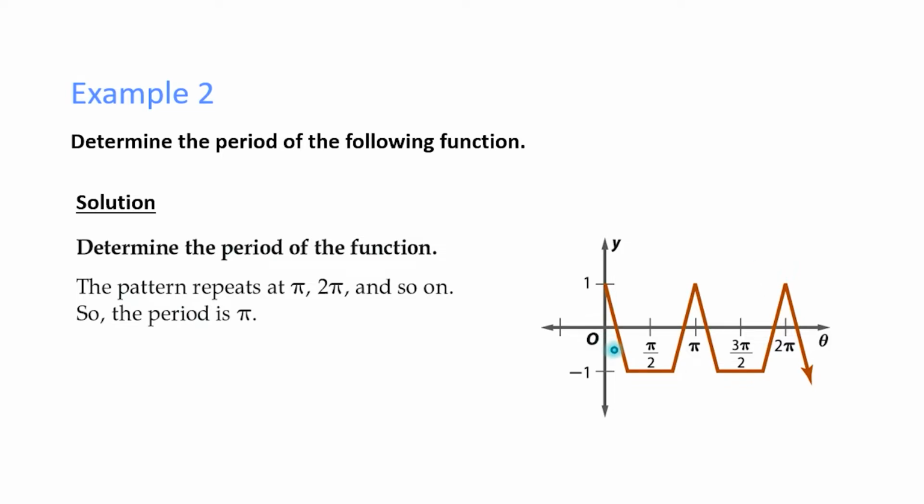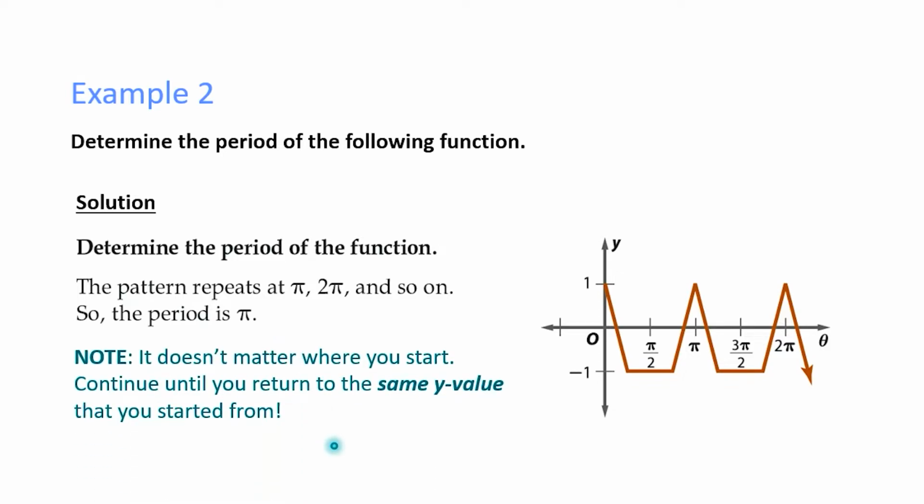In this case, the angles are given in terms of radians. So we have 0, pi on 2, pi, etc. The pattern repeats at pi, 2 pi, and so on. So in this case, remember, for one complete cycle, it has to return to the same position. So we have +1, down to -1, and back up to +1 again. That length is pi, and then the function repeats again from +1 to -1, up to +1, that's 2 pi. So the period has to be 1 pi.